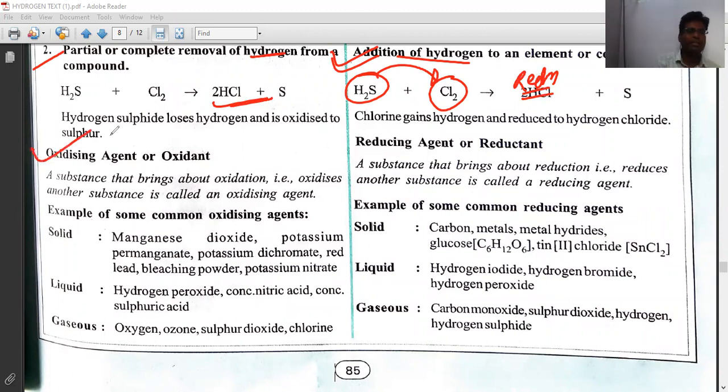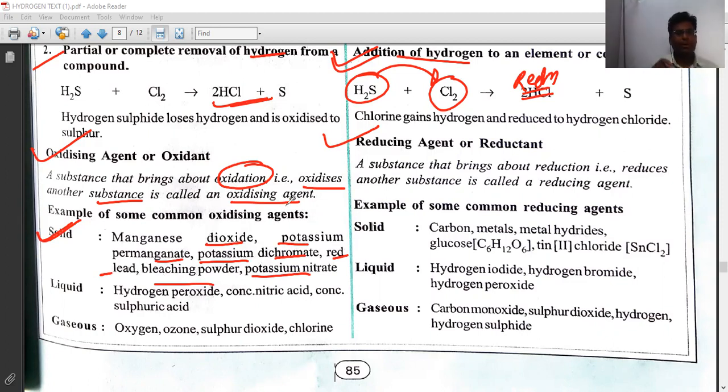Now look at the oxidizing agent and reducing agent. A substance that brings about oxidation or oxidizes another substance is called an oxidizing agent. Like manganese dioxide, potassium permanganate, potassium dichromate, red lead, bleaching powder, potassium nitrate. So these are the solid substances or compounds which act as oxidizing agents. Oxidizing agents are those substances which produce oxygen, right? Like manganese dioxide, it will give you the oxygen atom, right? Now look at the liquid examples, that is hydrogen peroxide H2O2 and concentrated nitric acid.